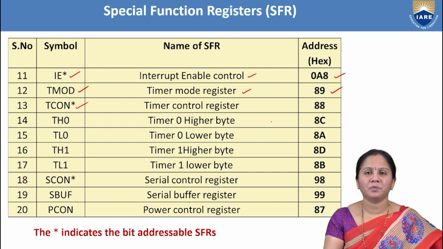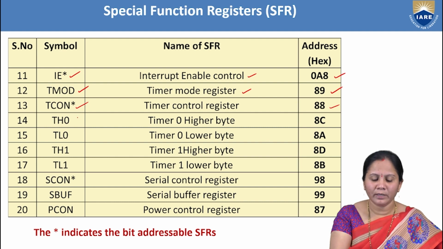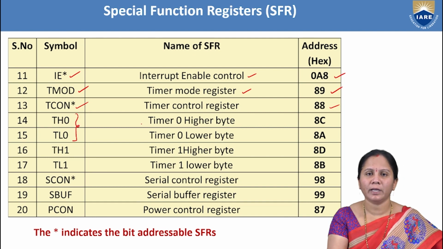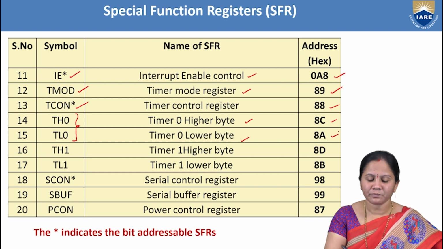TCON stands for timer control register, and it has the address 88. Here we have TH0 and TL0. T0 stands for timer 0. It is a 16-bit register which can be divided into TH0 and TL0, that is timer 0 higher byte and timer 0 lower byte. Their addresses are 8C and 8A.